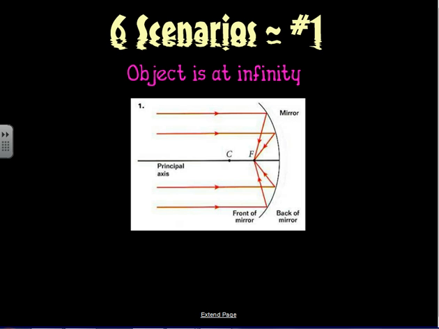When an object is at infinity, or really far away, all of the light rays coming off that object are parallel to each other. And thus, all of those light rays converge at the focal point. And so the image is located at the focal point. For this scenario, the image is a tiny little point of light. So we don't really say that it has a size. It's very, very small. Also, we don't say whether it's upright or inverted, since it's just a tiny little point of light. But it is a real image. We could project that image onto a screen.